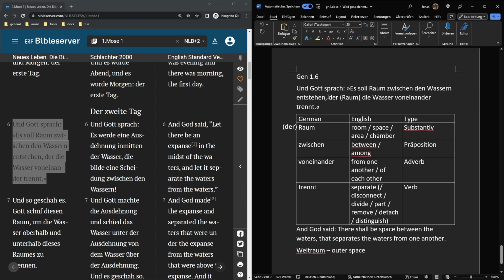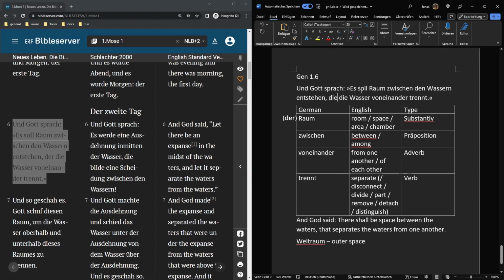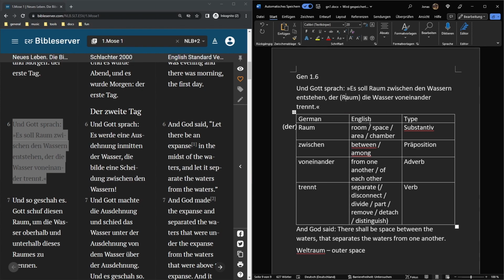We can be sure that this is the room that separates the waters and not the waters that separate the waters, because we have der and Raum is the only masculine noun in the first Hauptsatz. So if this was die, then it would mean the waters would separate the waters from each other. But that's not what it says, so der Raum separates the waters. We learned earlier in verse number 2 that Wassern can be used as the plural of water.